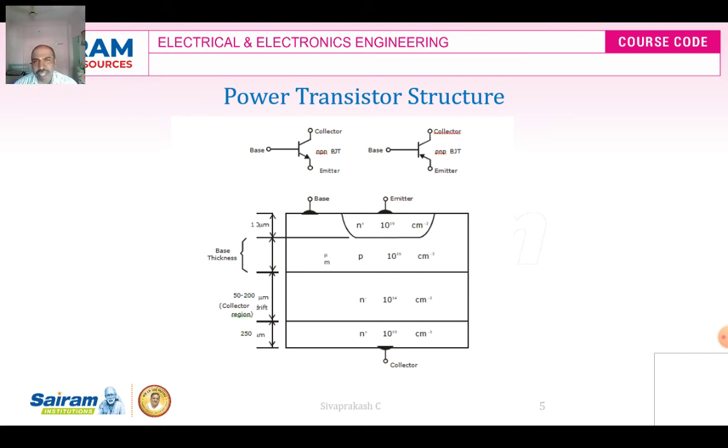So this power BJT has a 4-layered structure of alternating P and N type doping, which is shown in the NPN transistor. In most power applications, the power transistor works in the common emitter configuration. The base is the input or control terminal, the collector is the output terminal, and the emitter is common between the input and output terminals.